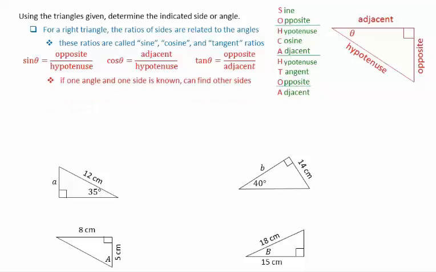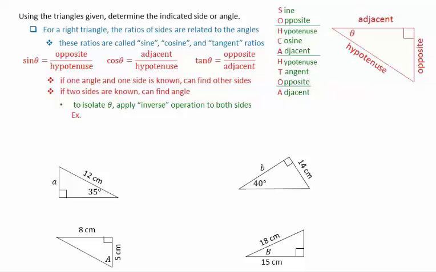If one angle and one side is known, we can use those to calculate any of the other sides. If two sides are known, we can calculate any of the other angles other than the right angle. To isolate for the angle, we must apply the inverse operation to both sides.